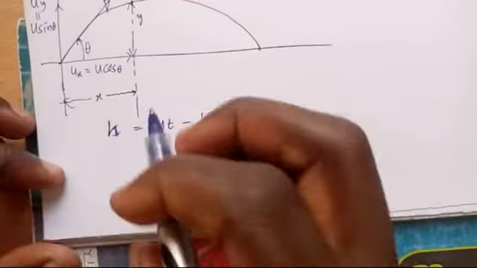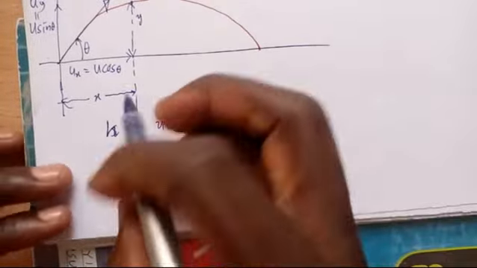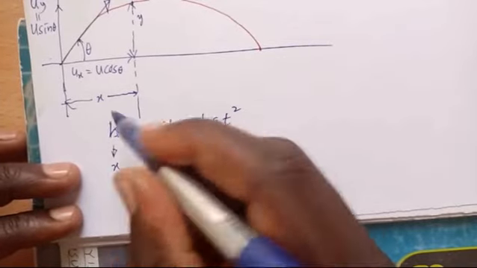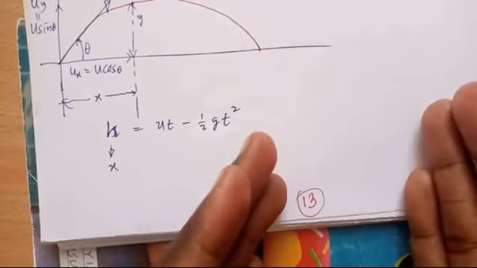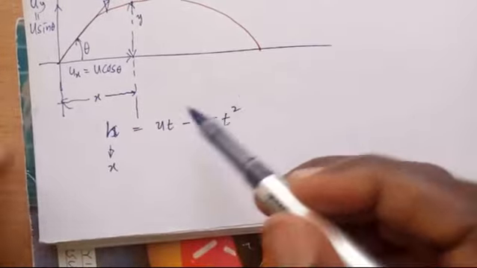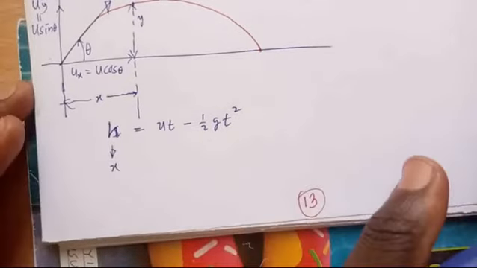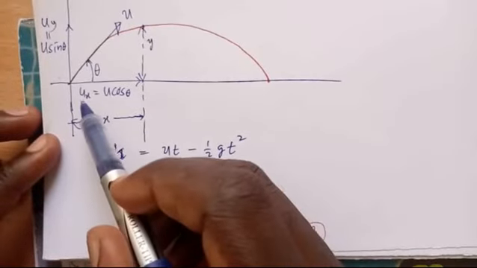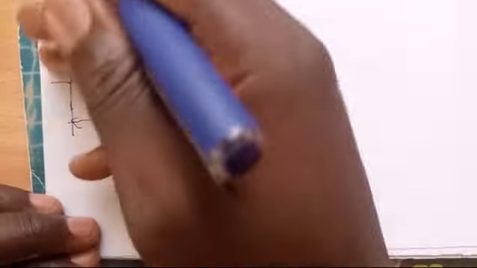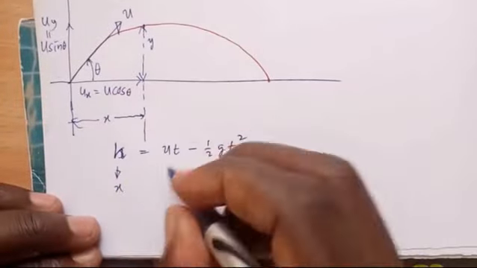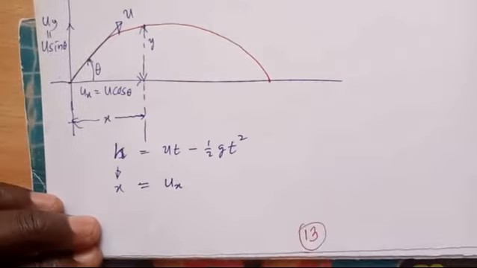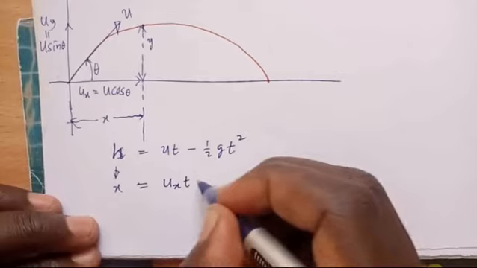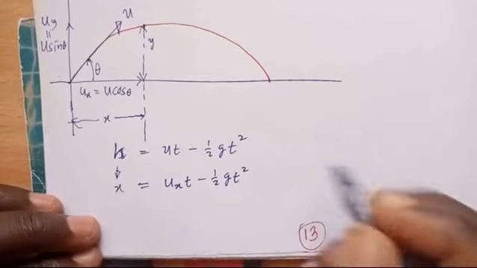Here, since I am considering horizontal motion, my h should be x, the horizontal distance. I have two different velocities, u sub x and u sub y. When I'm considering horizontal motion, I will use u sub x. When I'm considering vertical motion, I will use u sub y. This is horizontal, so I go for u sub x. Now this will be t minus half gt squared.